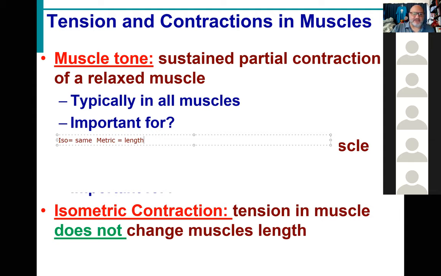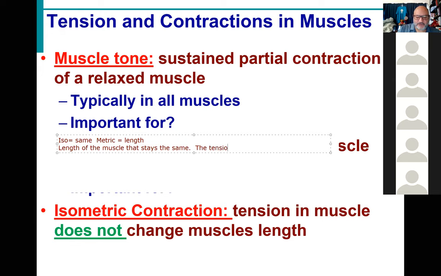Exactly. So in this case, what happens? It is the length of the muscle that stays the same. So in an isometric contraction, the length of the muscle stays the same. However, the tension produced by the muscle can change.